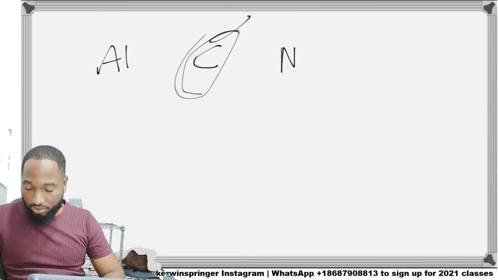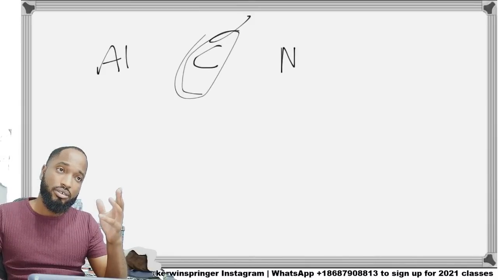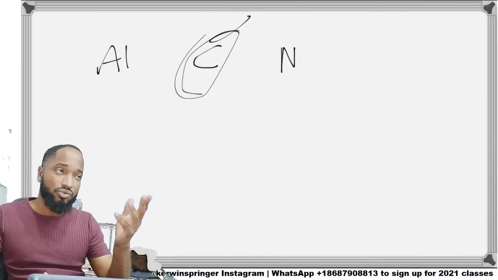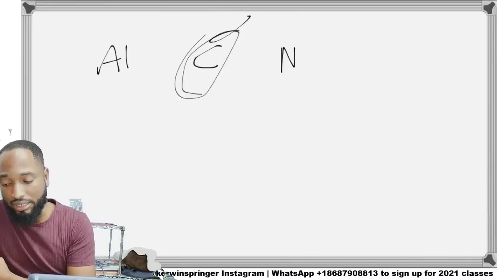You need to know alloys. An alloy is a mixture of elements, a mixture of metals. Must be metals, a mixture of metals.